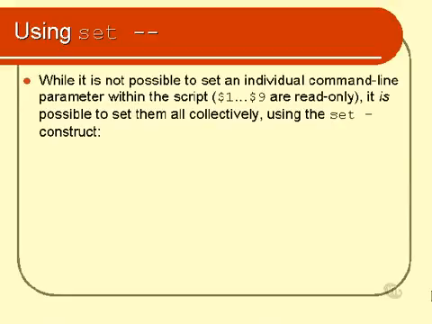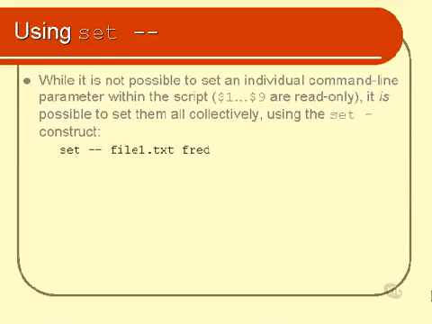Another somewhat advanced command line parameter manipulation technique is the use of the set minus minus command. There is a command called set, it's a built-in shell command, and it's used to set the command line parameters for the shell that is currently processing. Now, I have actually mentioned earlier that $1 through $9 are read-only, which means you can't set them individually. However, you can set them collectively using set minus minus. This is how you might do it.